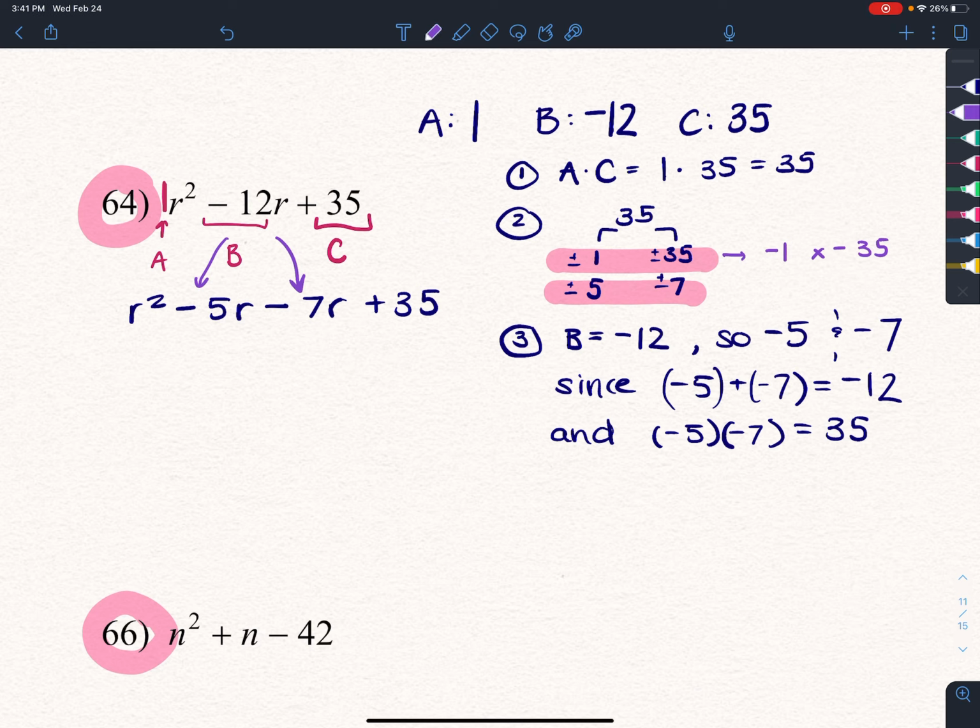So now we are going to do our grouping here and here. In the first set of brackets, the only common thing is the r's. So we're going to take out one r, and we're left with one r here and a negative 5.